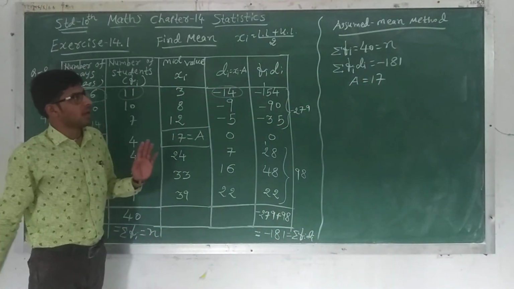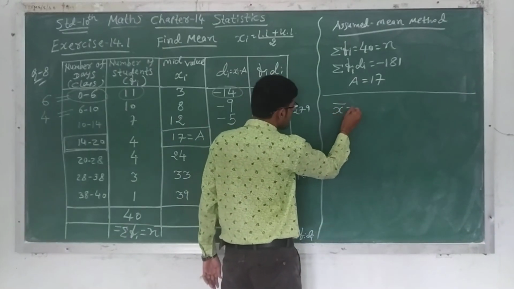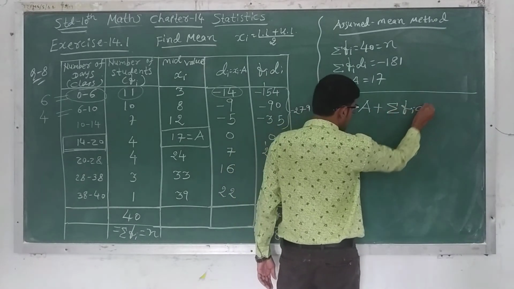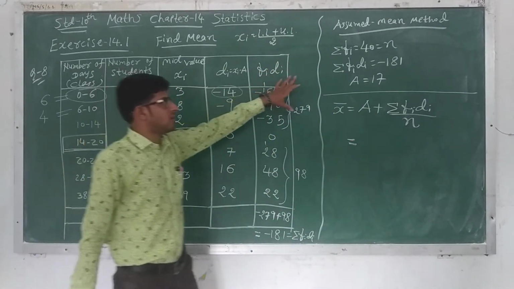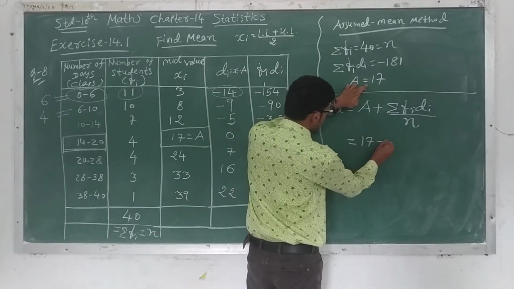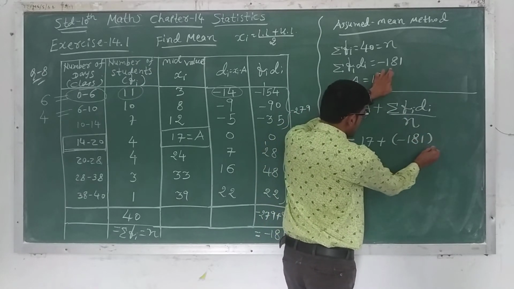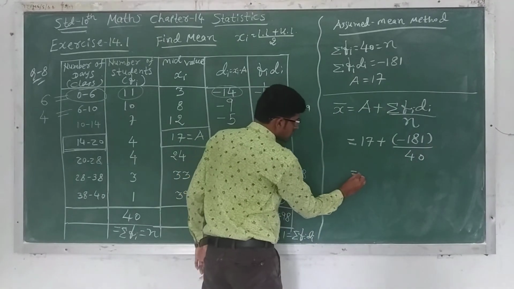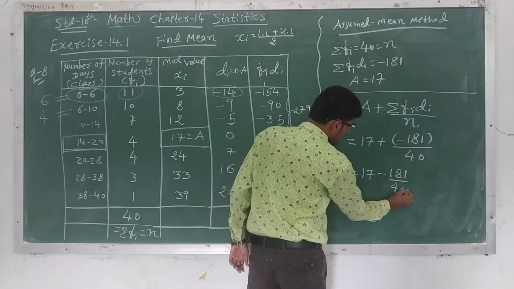Now we have to apply the formula of mean. So x bar is equal to a plus sigma Fi di divided by n. Now what is the value of sigma Fi di and a? The value of a is 17. 17 plus sigma Fi di will be minus 181, so write it in brackets, minus 181, divided by n. The value of n is 40. So it is 17 minus 181 divided by 40.